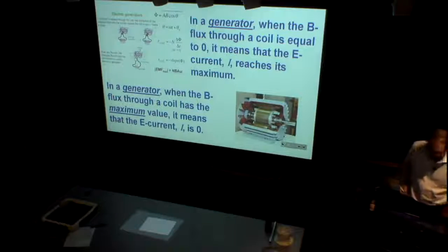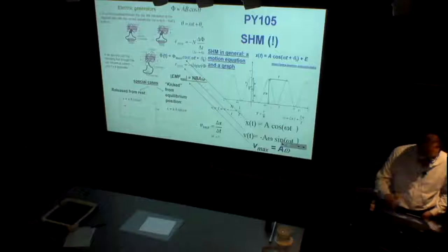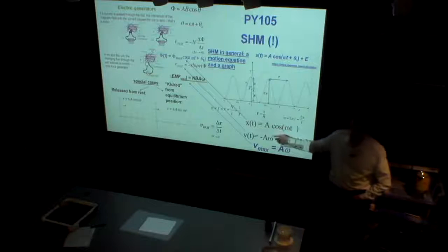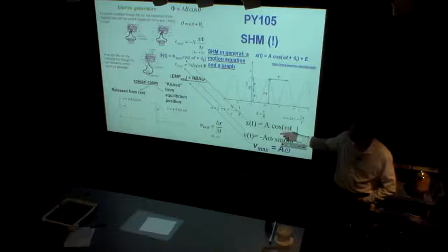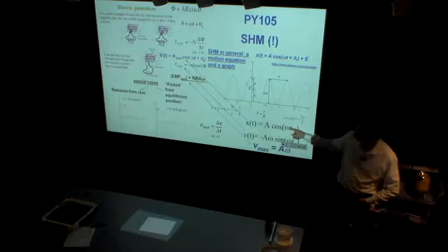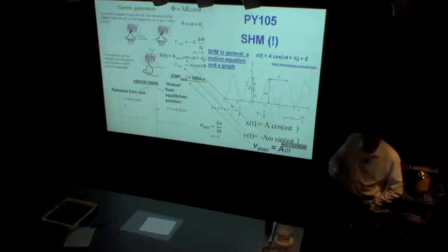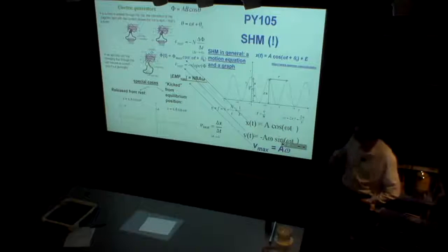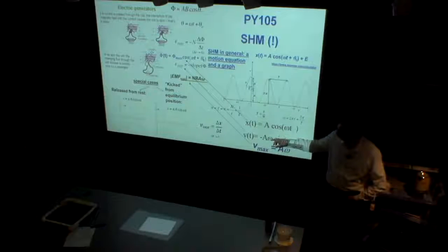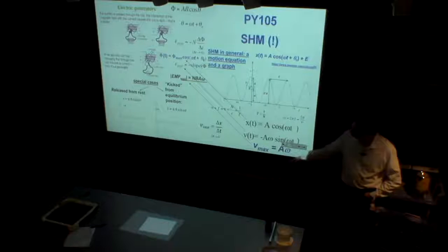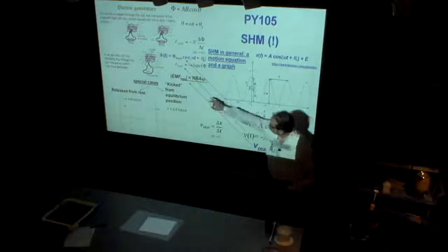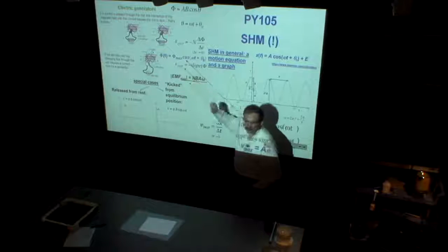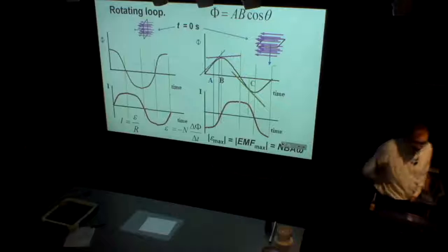Now, extreme situations, extreme cases. And the reminder from PY105, this is how we related position and velocity as a function of time. This is one specific case, when the motion starts from the maximum displacement from equilibrium. It's the equivalent of the rotation starting from maximum flux. And this is the amplitude, which we proved. So now we just replace the letters and get the same expression for the amplitude of EMF with one difference. We need to multiply by the number of loops. And these are graphs.